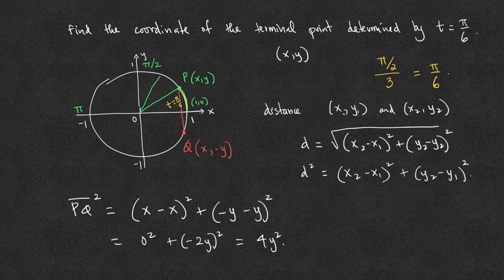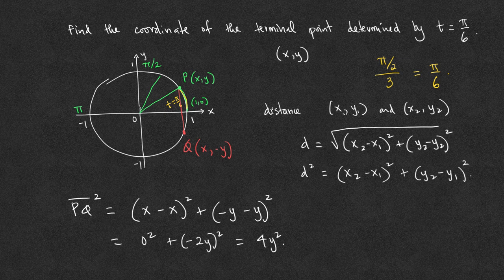Notice that if we were to take the square root, we end up with 2y, as it should be, because the distance from the point P to the horizontal axis is y, and so this distance from the horizontal axis to the point Q is y, and so the distance from P to Q should be 2y. We didn't really have to compute it, but the square of the distance PQ is 4y squared.